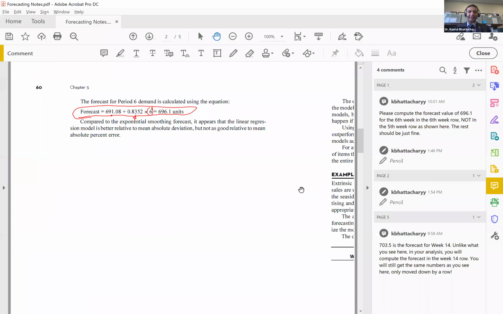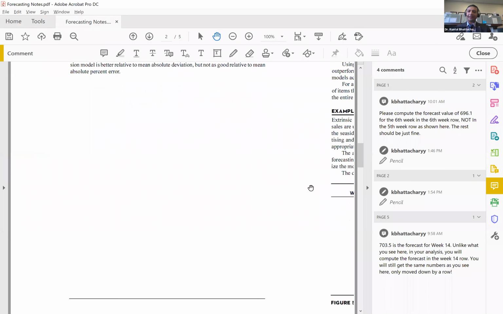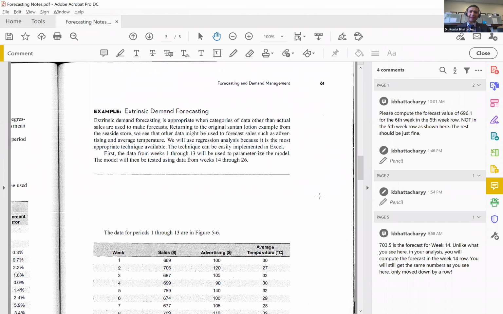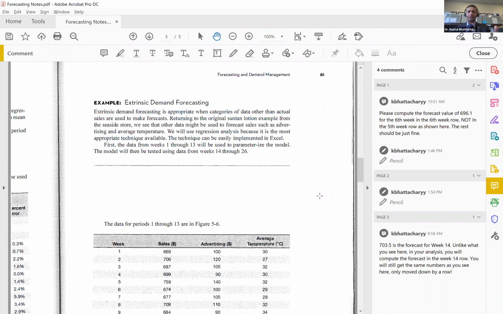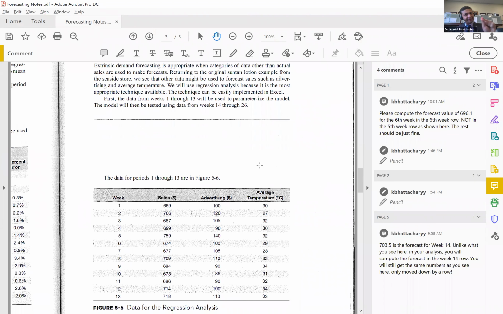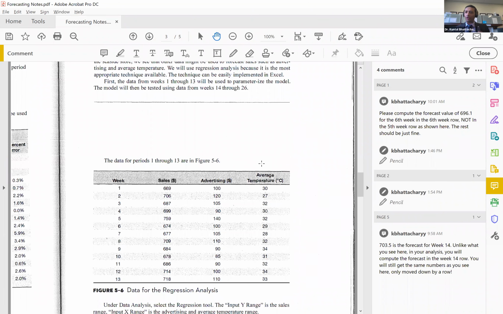Now with the extrinsic analysis, I'll leave this completely to you because it is extremely well defined in this forecasting note. You just follow these notes, the instructions here, the language here, to the T, and you'll never go wrong. This one is a little bit different from the rest. This is a direct application of whatever you have learned so far in the context of regression.